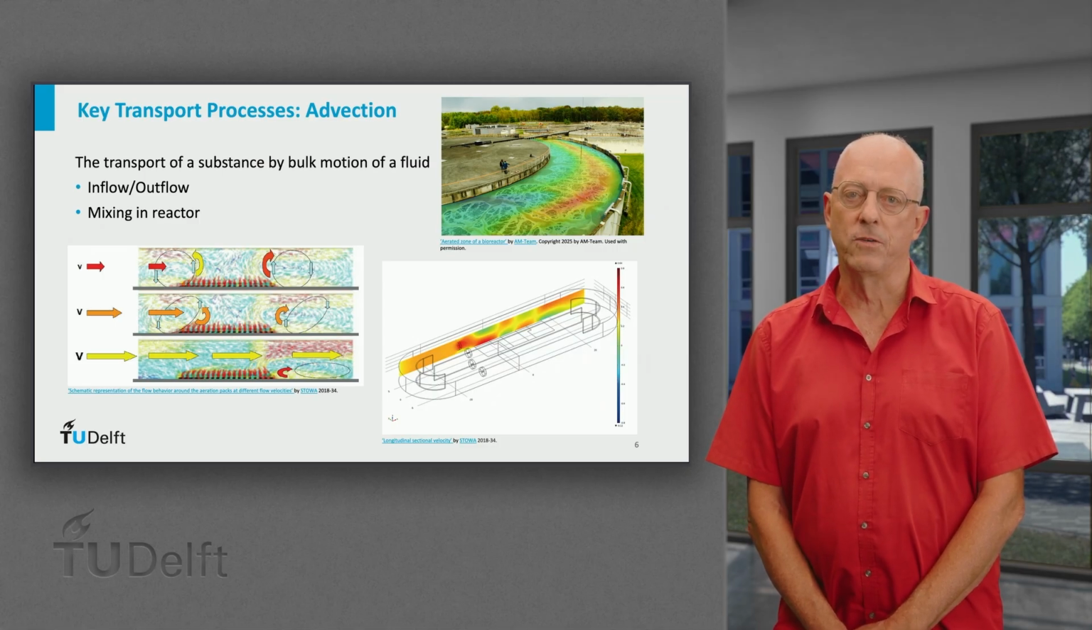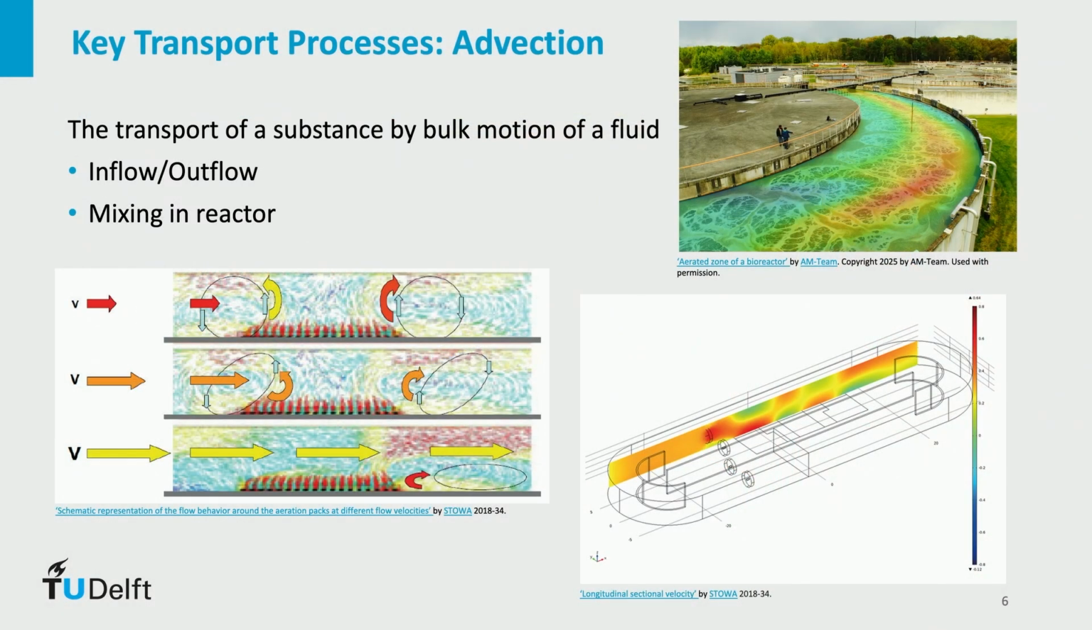Now let's break down the key transport processes. Starting with advection, the bulk movement of liquid. This includes wastewater flowing into and out of the reactor and the internal circulation driven by mixing or aeration in large bioreactors, like those for wastewater treatment. Mixing isn't perfectly uniform, as this image shows. Liquid velocities vary across the reactor, creating zones with different conditions. Bacteria in each zone experience unique substrate availability, so understanding advection helps us predict and optimize bacterial performance.